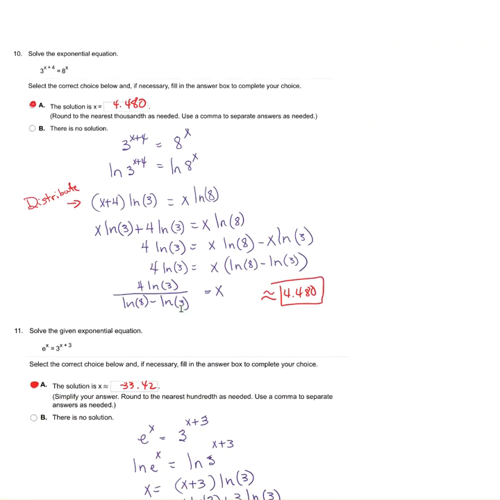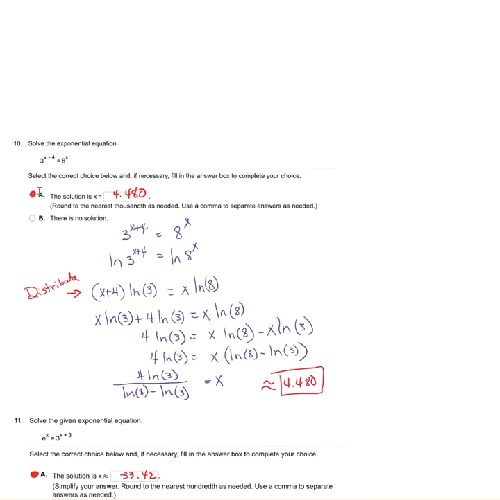All right, number 10. We're getting toward the end. So 3 to the x plus 4 equals 8 to the x. ln of both sides. Remember, we're going to distribute. Well, this power is going to come to the front first. Then we'll distribute. So we have x ln 3 plus 4 ln 3 equals x ln 8.